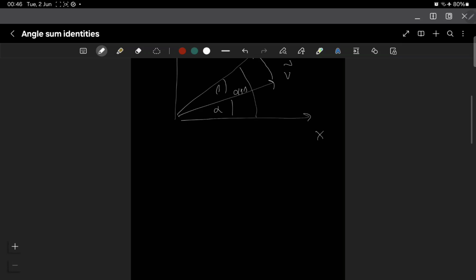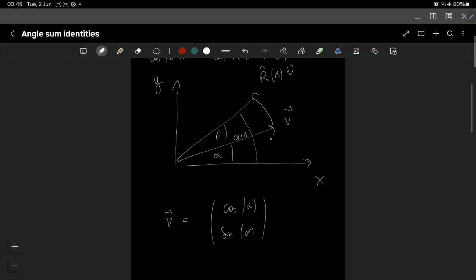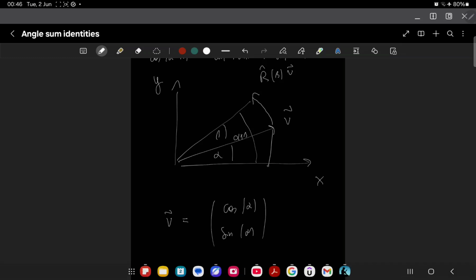The only thing that you need to remember is the following. The vector v has the coordinates cosine alpha and sine alpha. This is the unit vector, and that's quite straightforward to understand, right? Because if the length of this vector is 1, then this here is cosine alpha. That's the x coordinate, and the y coordinate is just sine alpha, right?